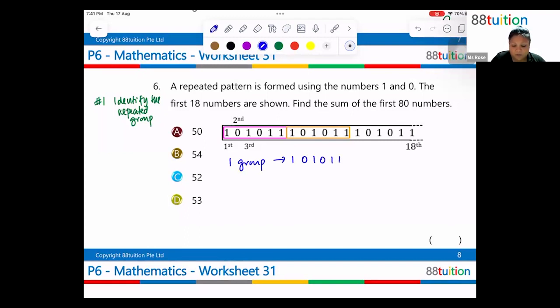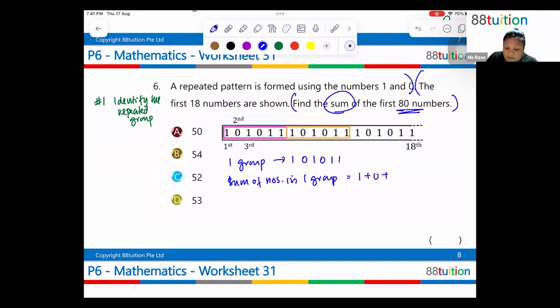Okay. So the sum of numbers in one group. Why do I need to find the sum? Because they ask for the sum of the first 80 numbers. The sum of numbers in one group will be 1 plus 0 plus 1 plus 0 plus 1 plus 1 to give me 6. Is it 6? No. Who gave me 6? Not 6. It's 4.